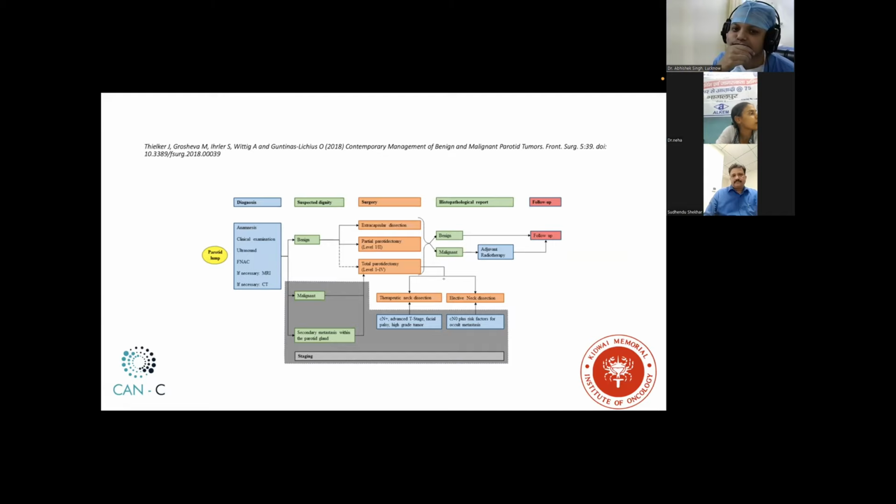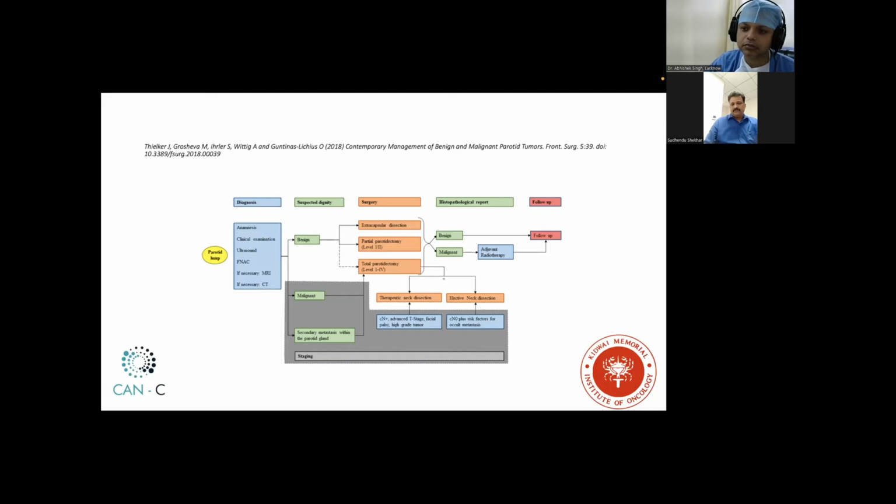except metastatic lesions to the parotid, which I'm not going to talk about, whether it is benign, especially the pleomorphic adenoma, which comprises about 85% of the benign parotid neoplasms, the main treatment modality is surgery. And when it comes to malignant parotid neoplasms, surgery also stands as the primordial management strategy.